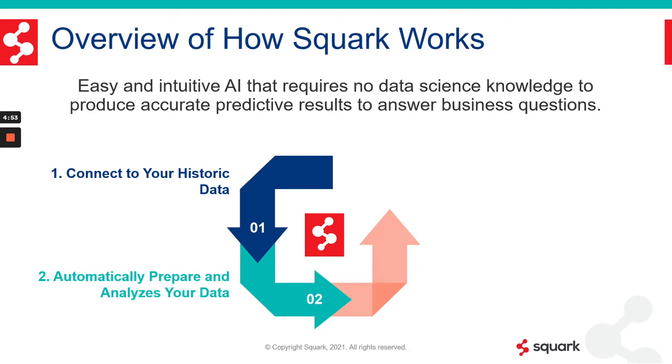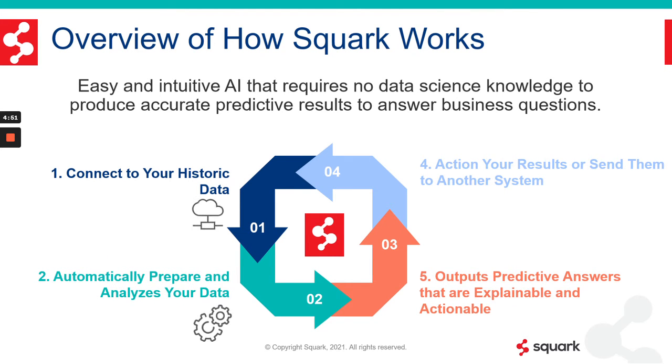Squark is an easy and intuitive artificial intelligence capability that's powered with clicks. It requires absolutely no data science knowledge to use, and business users can thus very quickly produce predictive results that are accurate to answer their business questions to drive profitable revenue, reduce costs today.